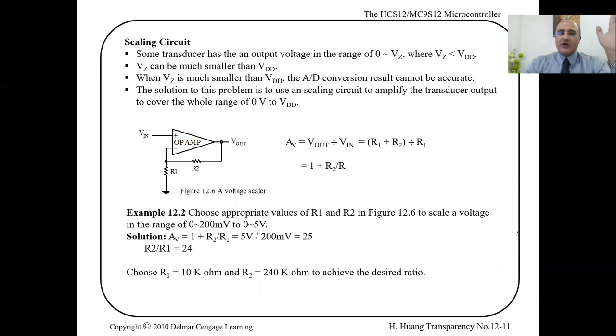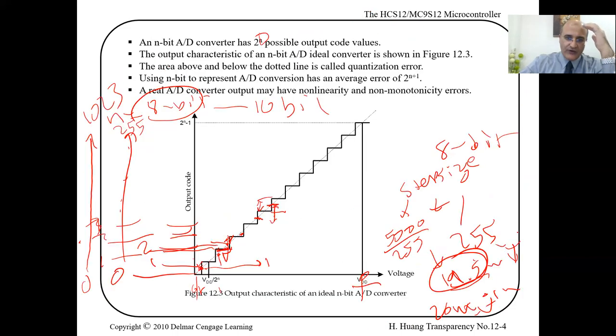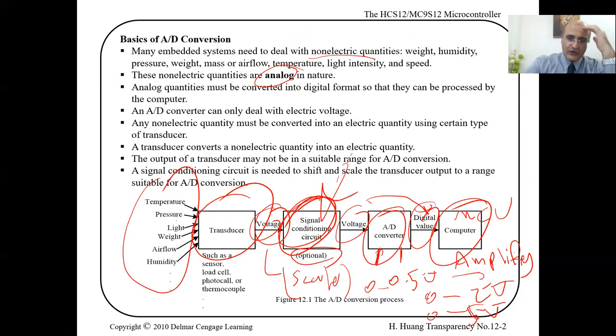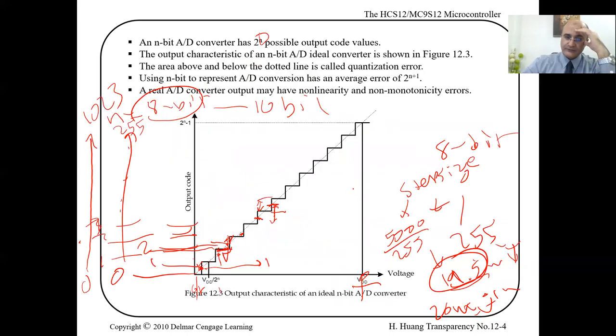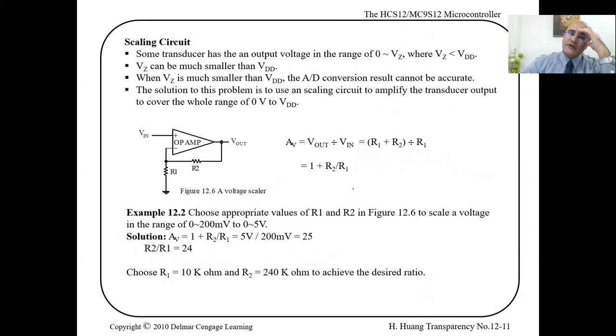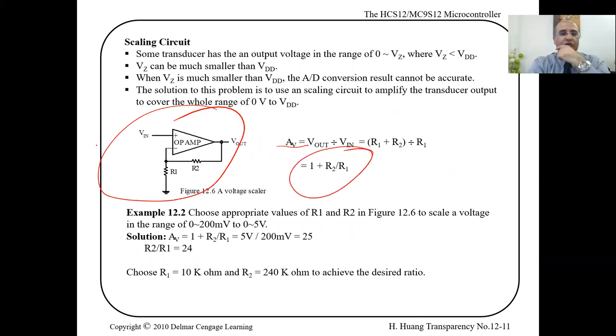Sometimes you need to scale your circuit, and this is the step we have over here that we call signal conditioning. A signal conditioning circuit could be a scaling circuit that amplifies a small signal. We're familiar with the 741 op amp and how the amplification works. You get the sensor value, you put it here, you get the output value, and you send it to the A to D.